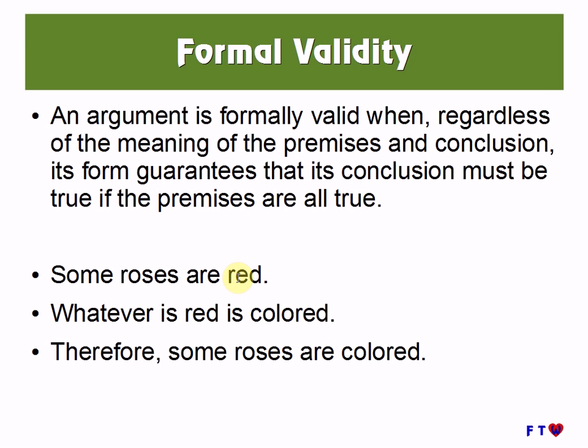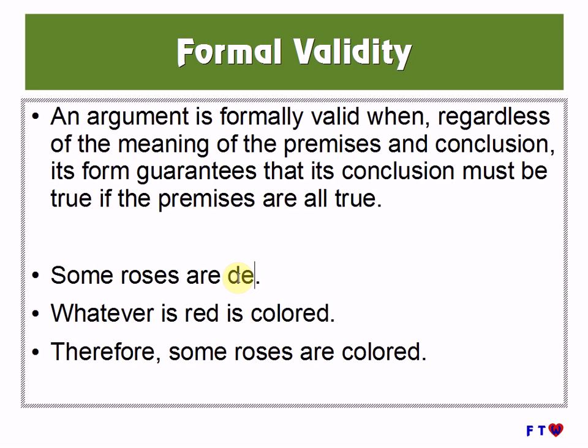So we may change some of the words here, such as red to dead, colored to rotten, and we still have a valid argument. It now reads, some roses are dead. Whatever is dead is rotten. Therefore, some roses are rotten. However, it's not a sound argument because this premise here is false. We cannot say that whatever is dead is rotten because there are some dead things that are not rotten, such as fresh kills, or dead meat, or perhaps in the case of roses, cut flowers.